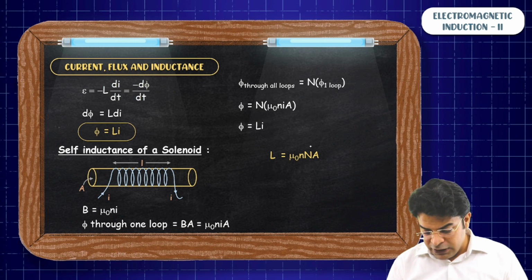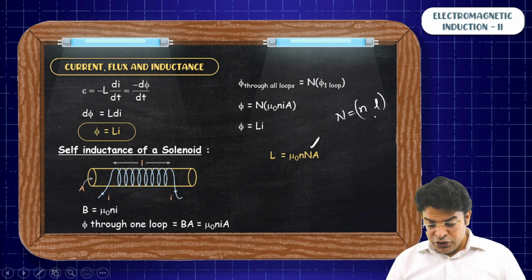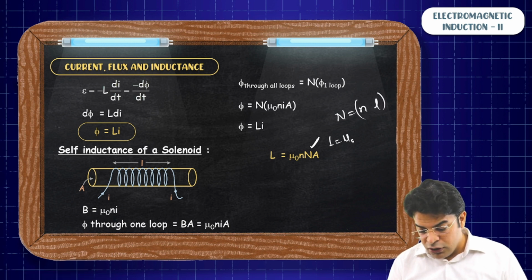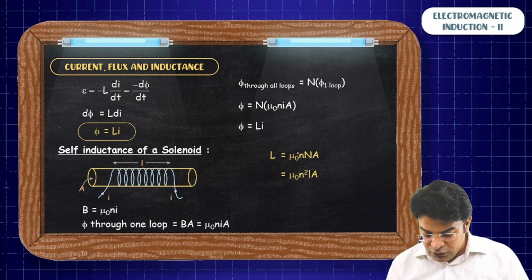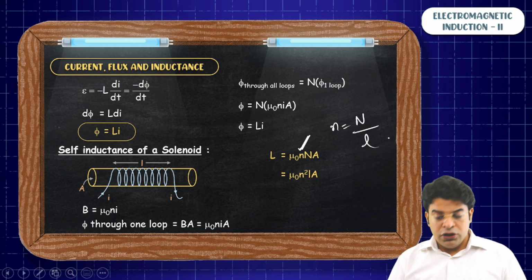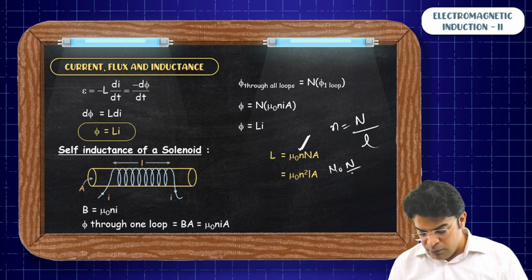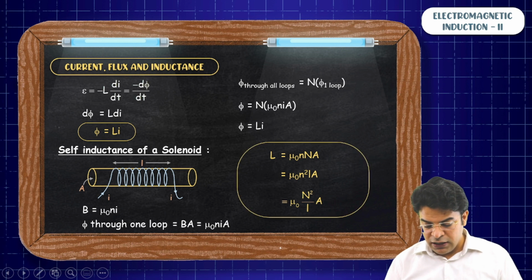Now beta, in place of this number of turns, you can write the number of turns per unit length multiplied by length. So you will get L equals μ₀n times nl times A, that becomes μ₀n²lA. Or here in place of the number of turns per unit length, small n, you can write the number of turns upon length. So you will get μ₀ times N by l times N times A. So you can even write the same inductance as μ₀N²A by l.